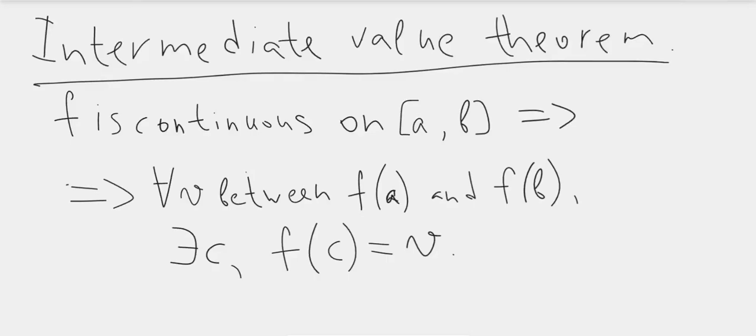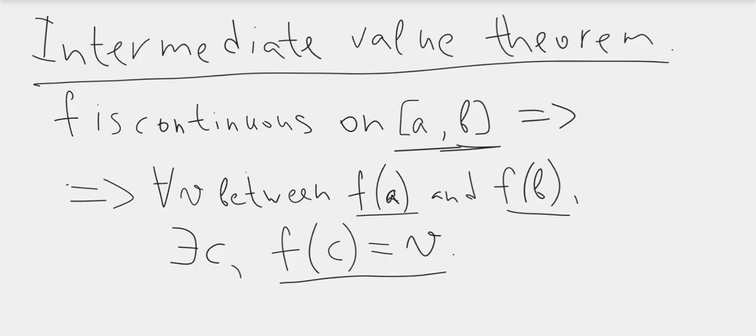In this video I'm going to talk about the intermediate value theorem. So let's say that if f is continuous on the interval from a to b, then for any v between f of a and f of b, there exists a point c such that f of c is equal to v.